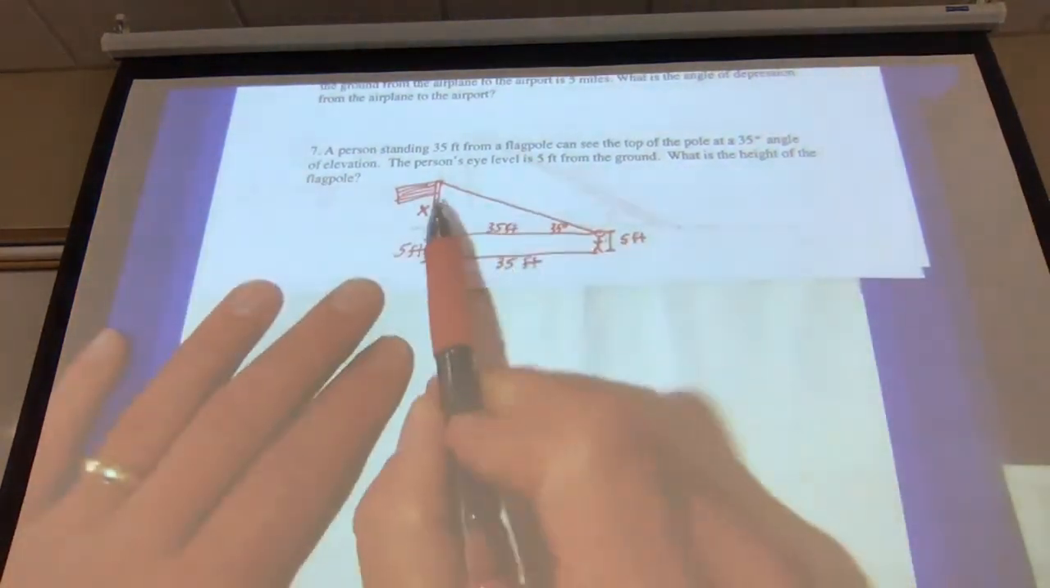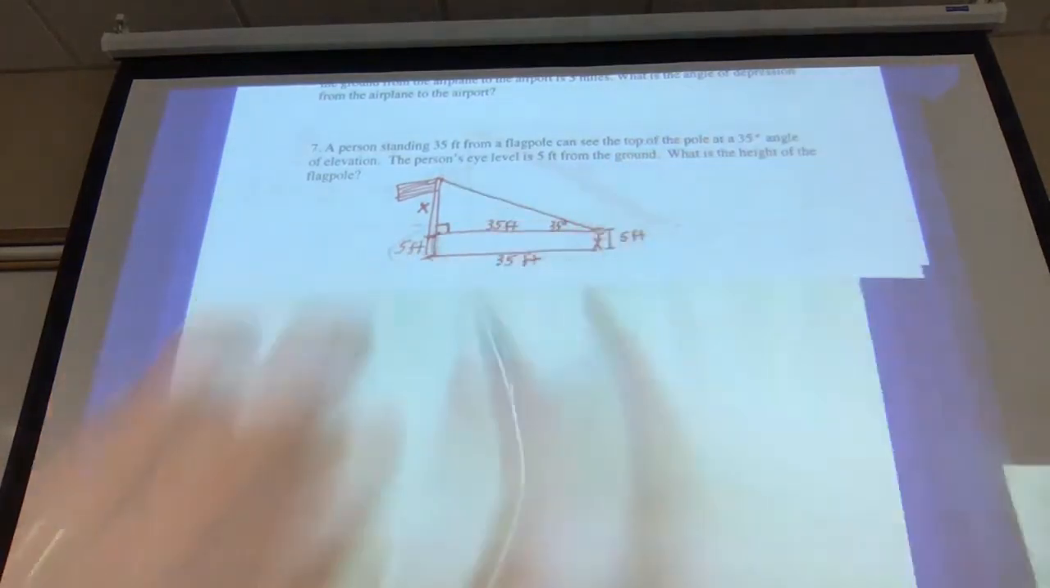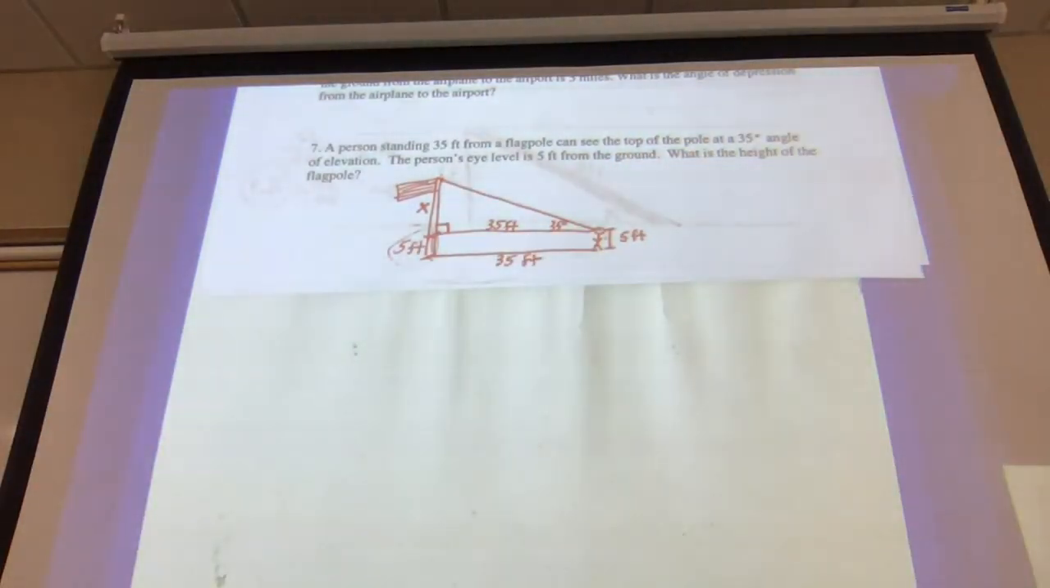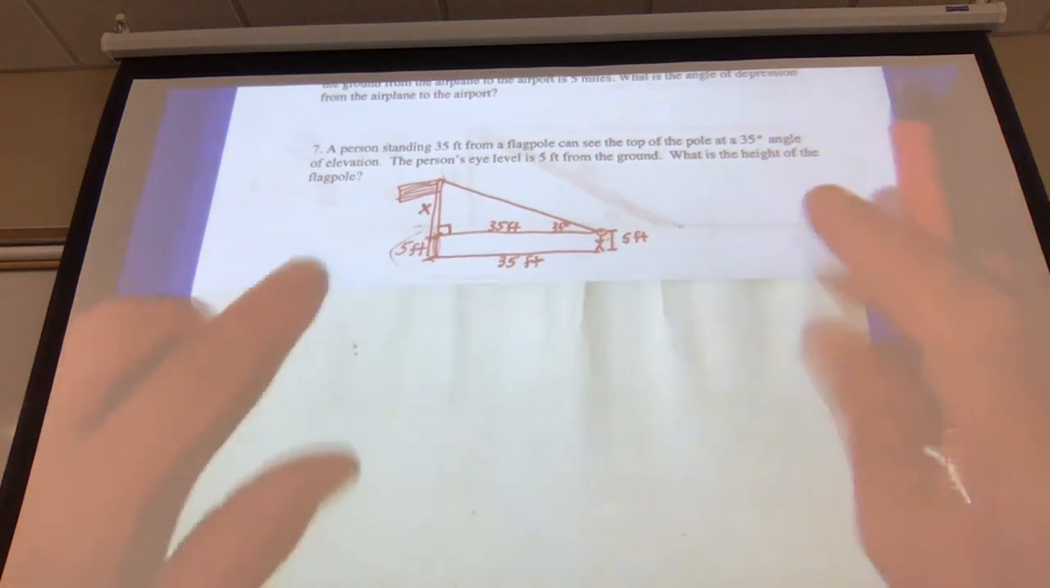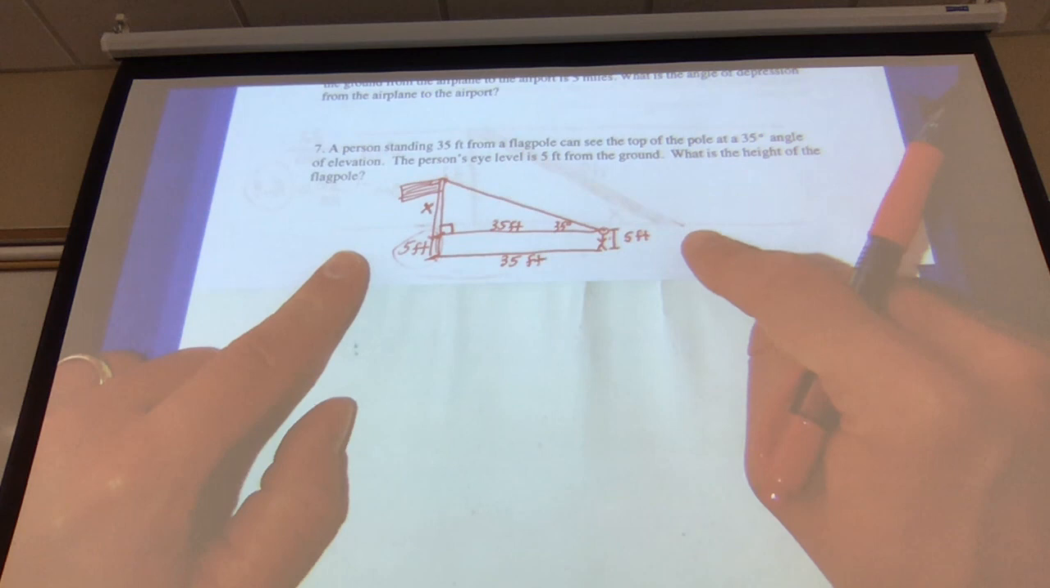Okay, and then remember, once you solve for X, that's just the top part of the flagpole. You still have to add on that 5 feet on the bottom to get the entire length of the flagpole. I'm going to leave it to you to finish that off. Are there any questions before we get some time to work on that?